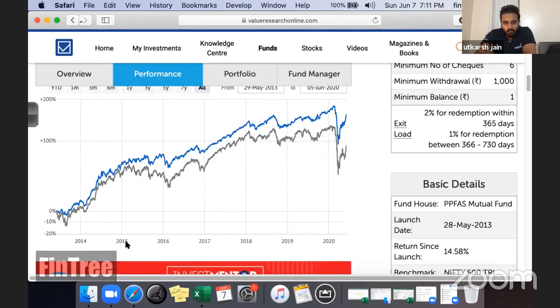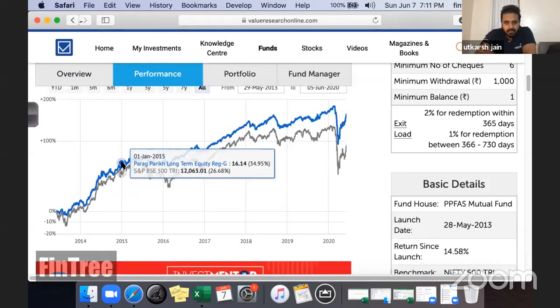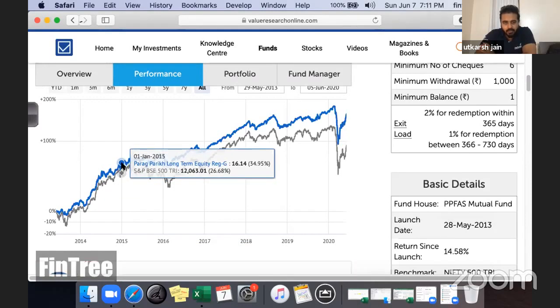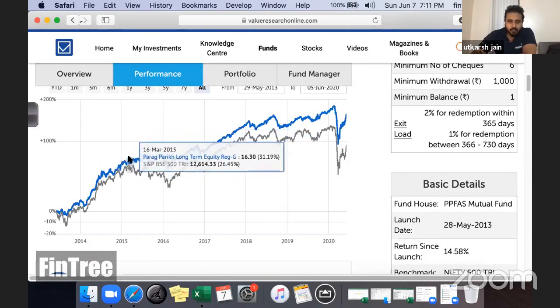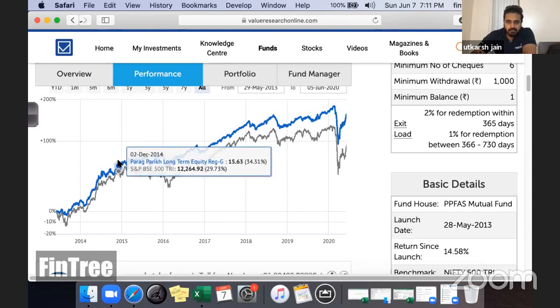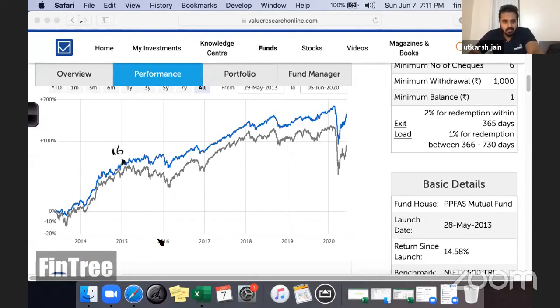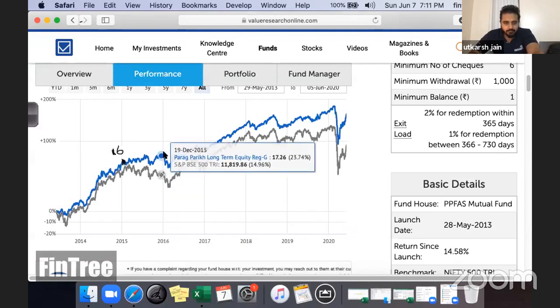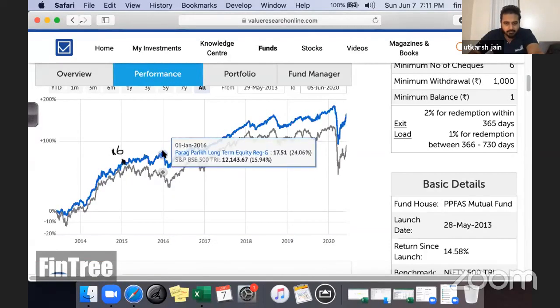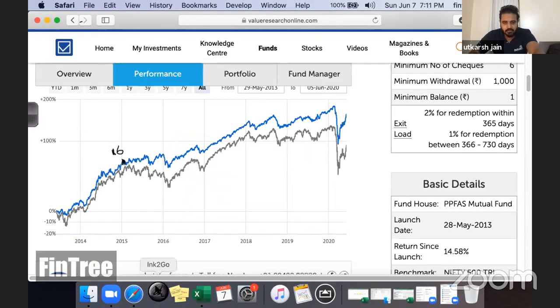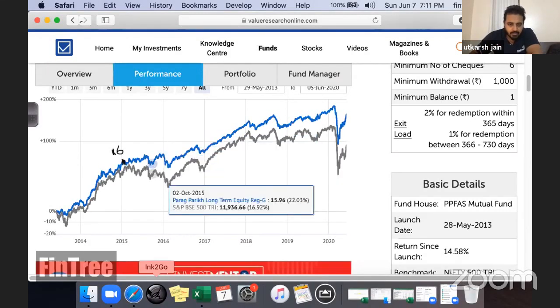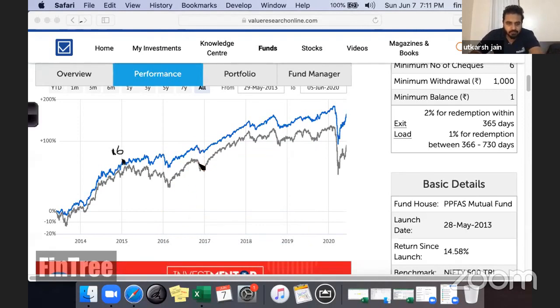I want you to write down, please, somewhere, the price of this mutual fund. If you were to buy this in 2015, one unit would have cost you 16.14. So write down 2015, at this point, it was approximately 16. Now 2016, it became 17.51. So write down here, at this point, it became 17.51.